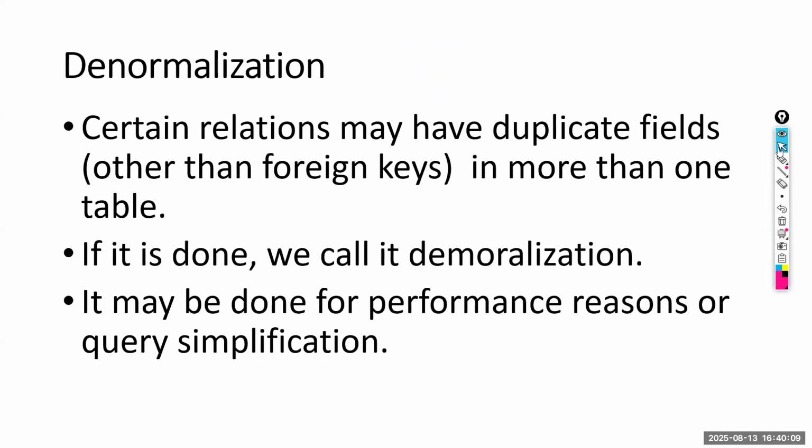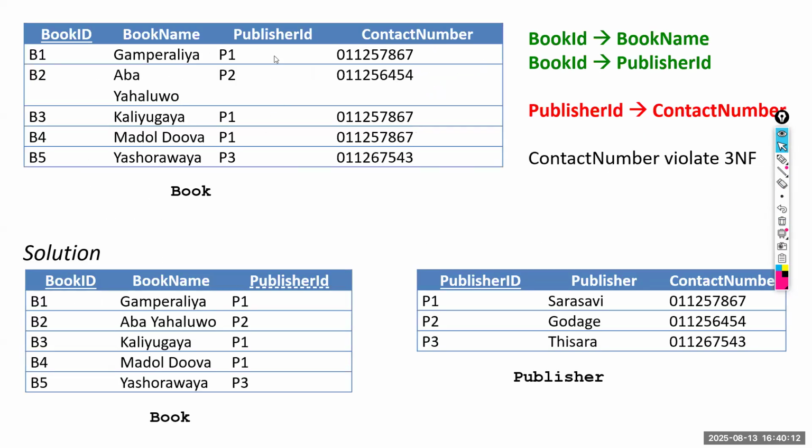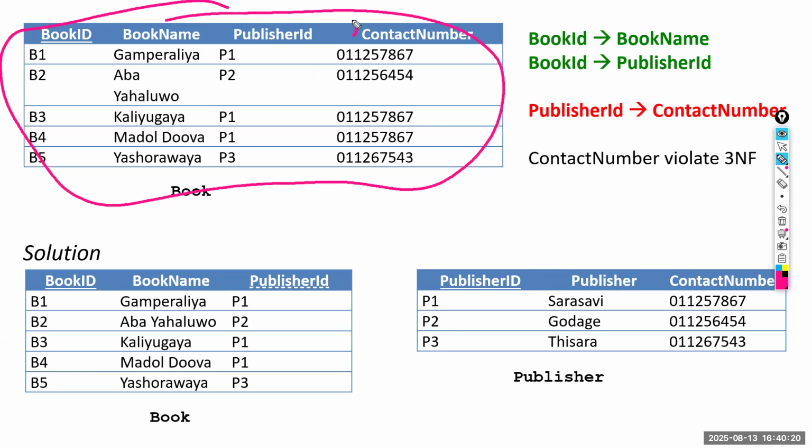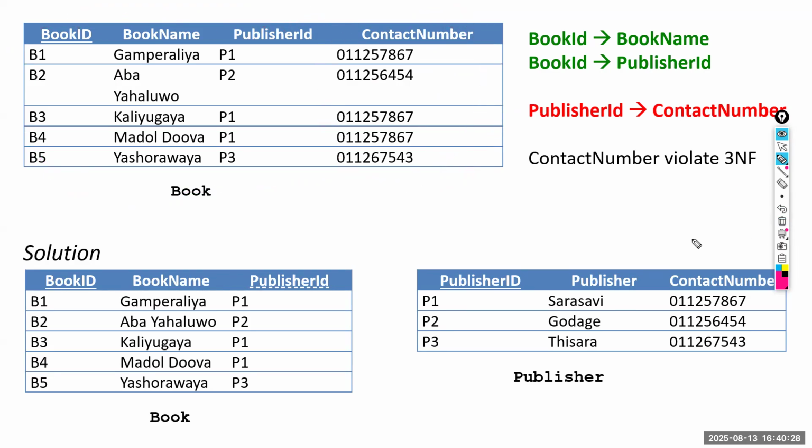So for example, let's assume this is our table. And definitely we know that this is not normalized. This is not in third normal form, because contact number depends on only publish ID. And the publish ID depends on book ID. This is violated. This is transitive dependence. But maybe very rarely, of course, this is not a very good example for that, you may keep it. Of course, it's in this table also. That means you have duplicated your data. Same data in publisher table as well as now in book table.